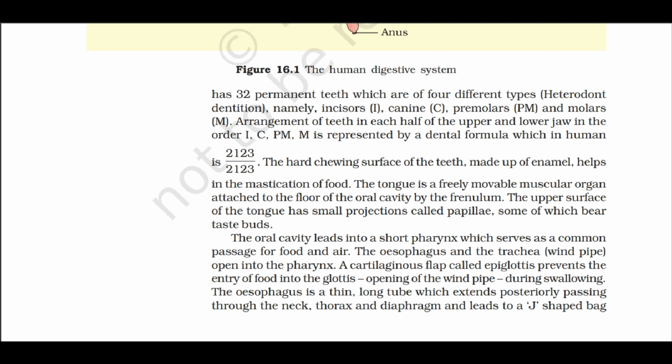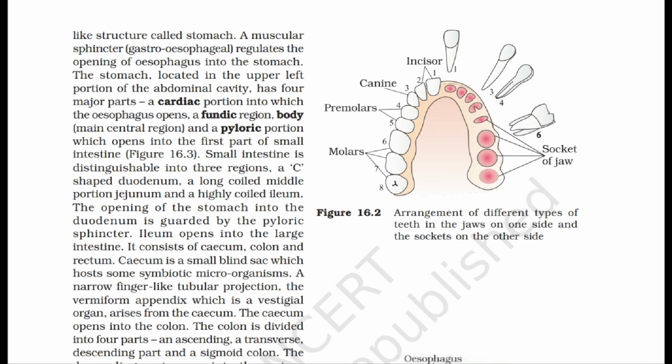The oesophagus is a thin, long tube which extends posteriorly passing through the neck, thorax and diaphragm and leads to a J-shaped bag-like structure called stomach. A muscular sphincter, gastroesophageal, regulates the opening of oesophagus into the stomach. The stomach, located in the upper left portion of the abdominal cavity, has 4 major parts: a cardiac portion into which the oesophagus opens, a fundic region, body, main central region, and a pyloric portion which opens into the first part of small intestine. Small intestine is distinguishable into 3 regions: a C-shaped duodenum, a long middle portion jejunum, and a highly coiled ileum.